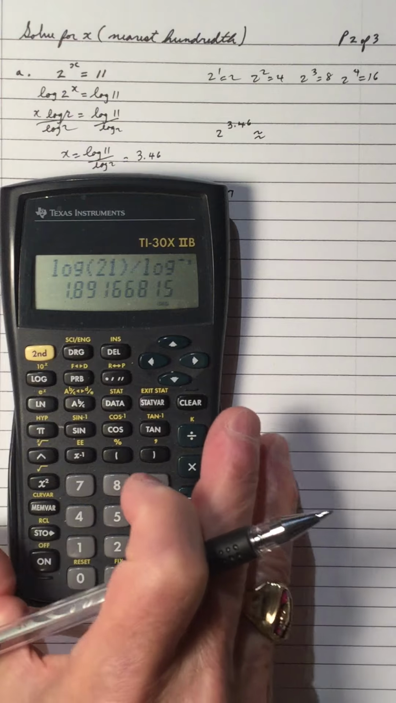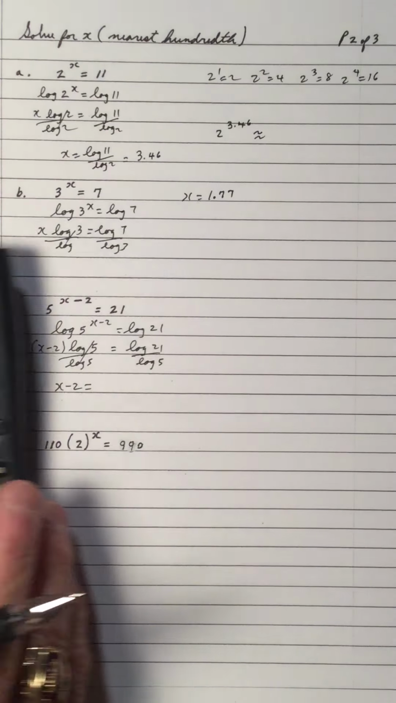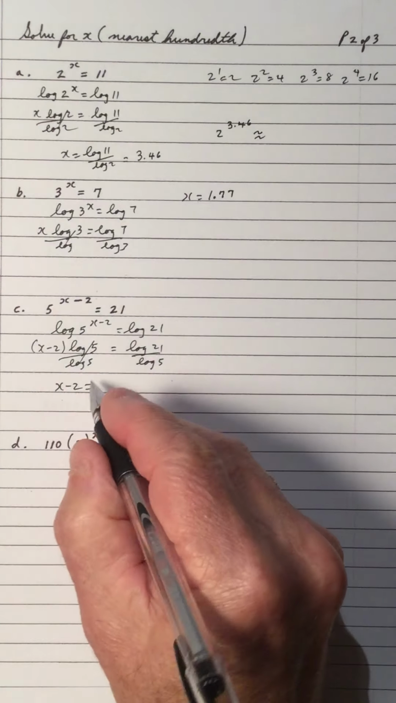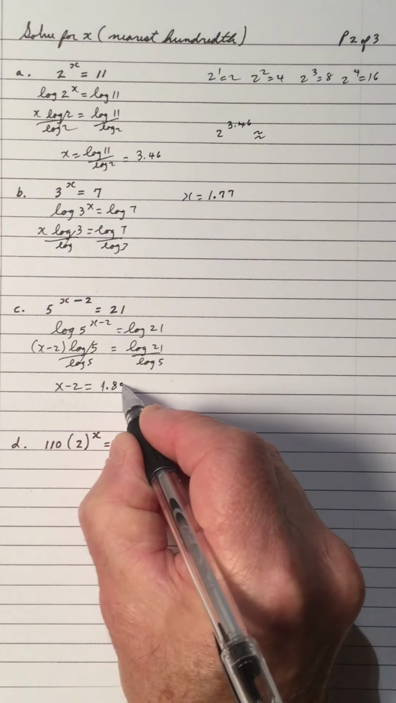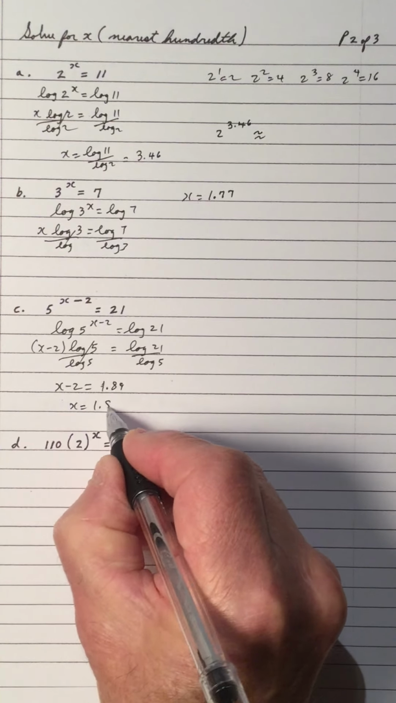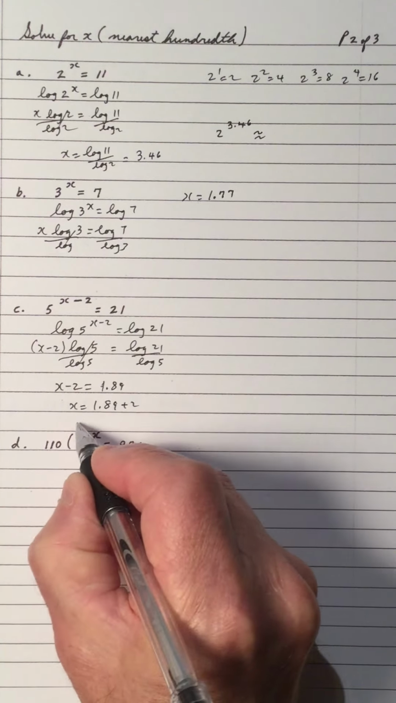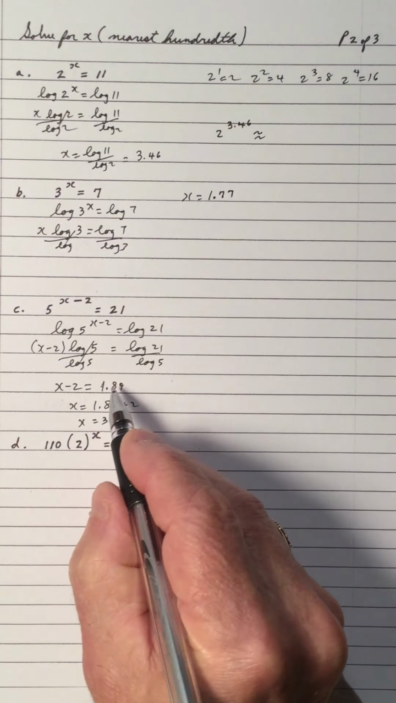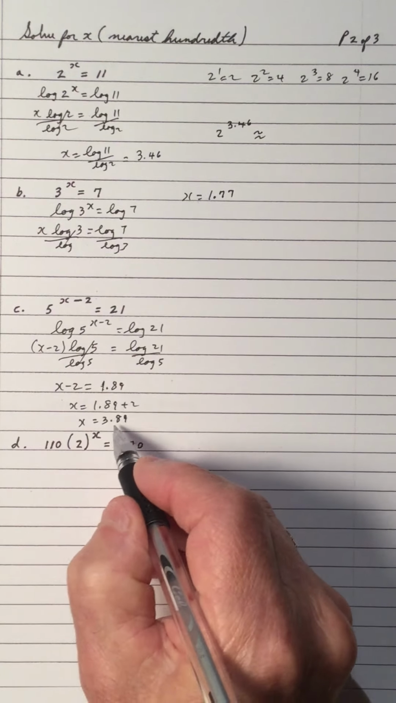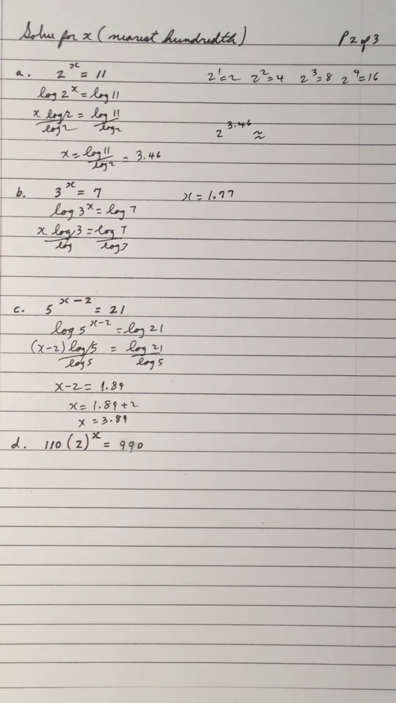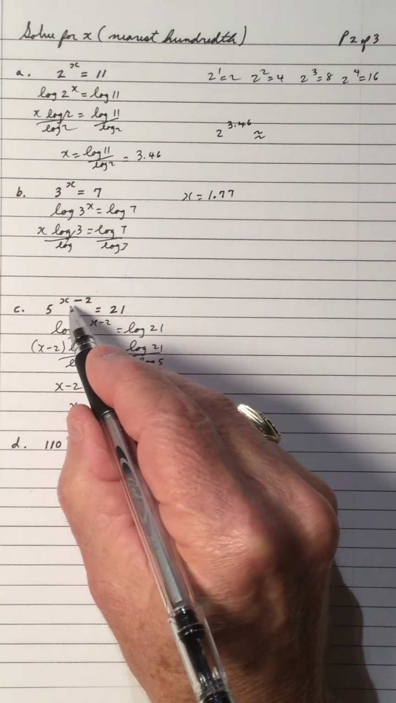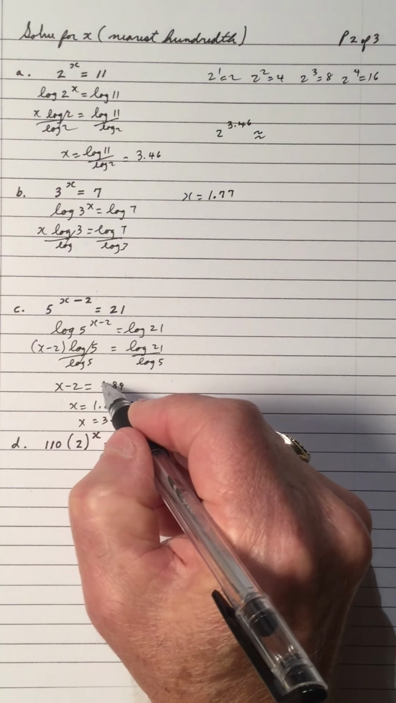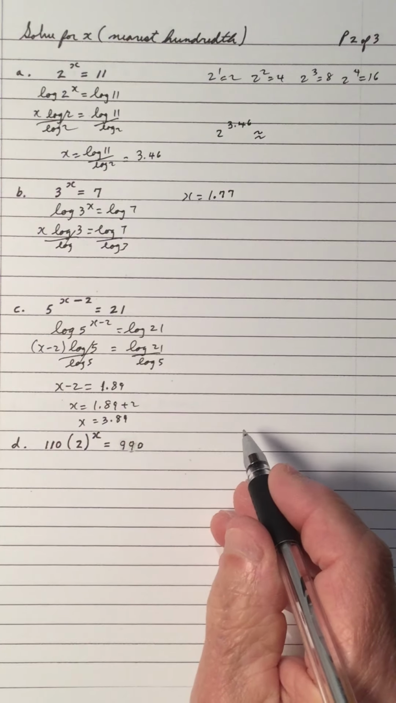And we have 1.89 to the nearest hundredth. So x minus 2 equals 1.89, so x equals 1.89 plus 2. So x is equal to 3.89. So we bring the 2 over, make it plus, and we add it on. So again, if you take 3.89 and sub it in here and subtract 2, you get 5 to the 1.89, and it should be close to 21.